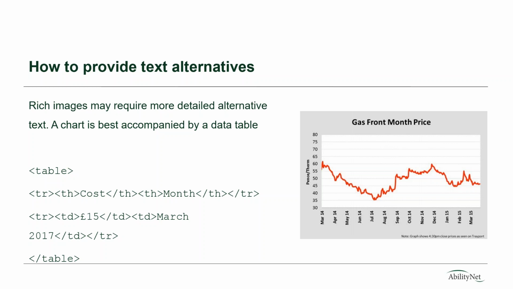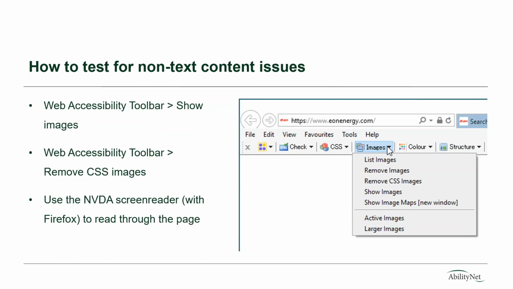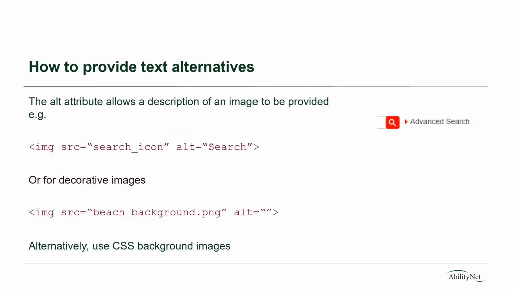So how do we provide text alternatives? Let me just go back. So how to test for non-text content issues. Providing a text alternative can be done via the alt attribute. That is the very simplest way of doing it.